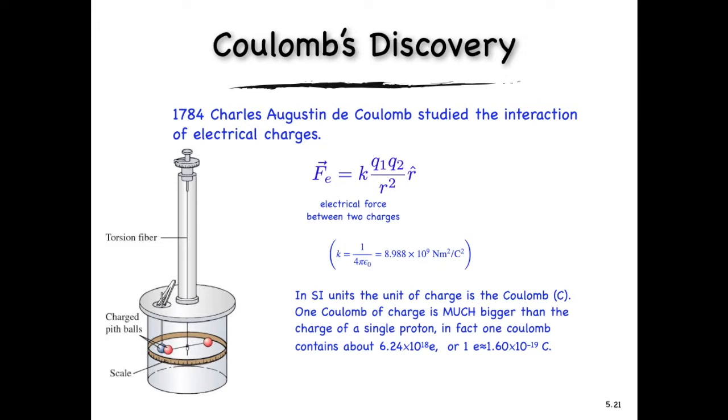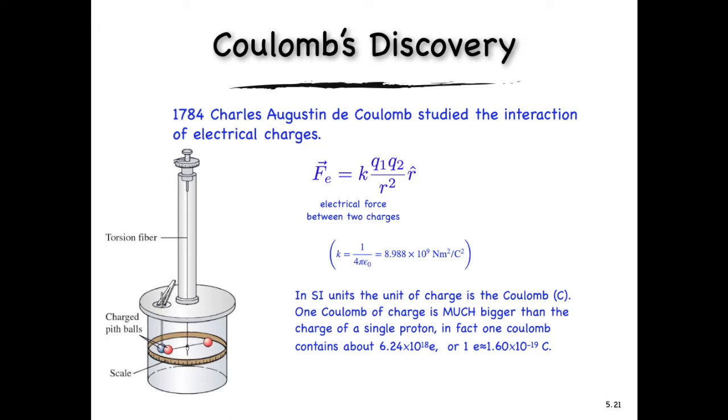Or another way of saying that is if we solve for how big 1e is, 1e is about 1.6 times 10 to the minus 19 coulombs. So an individual electron or an individual proton has a very, very small charge when measured in coulombs. So coulombs is the SI unit of charge.